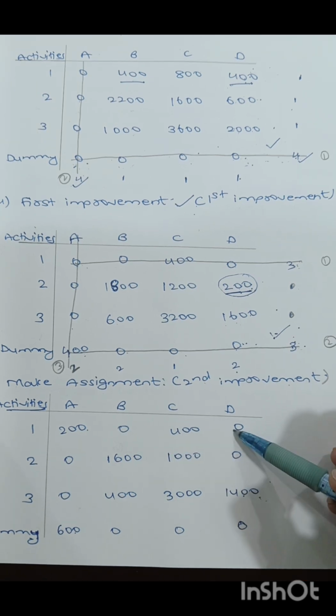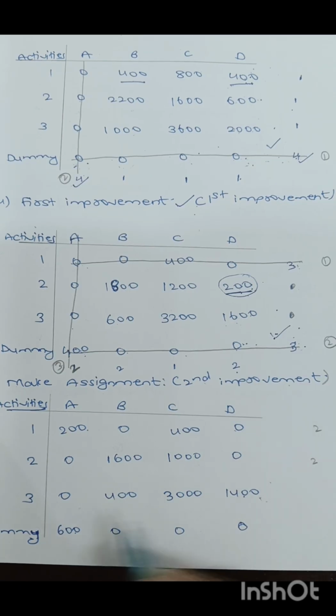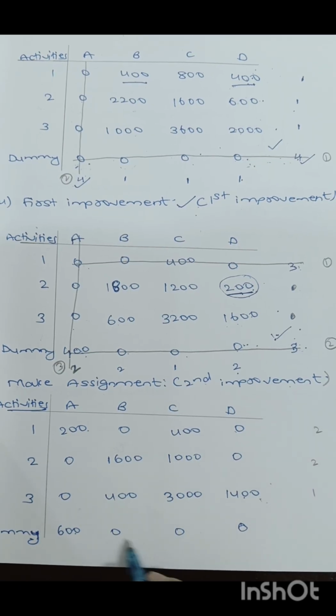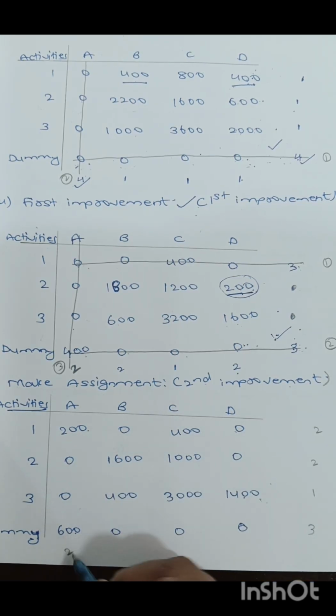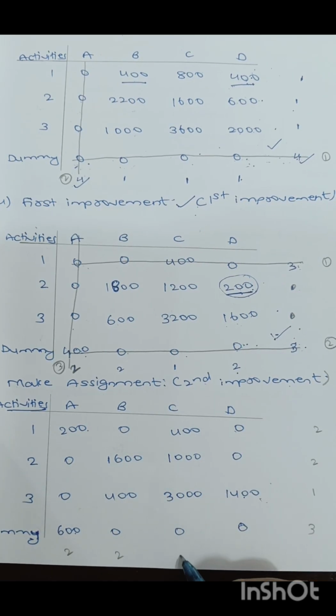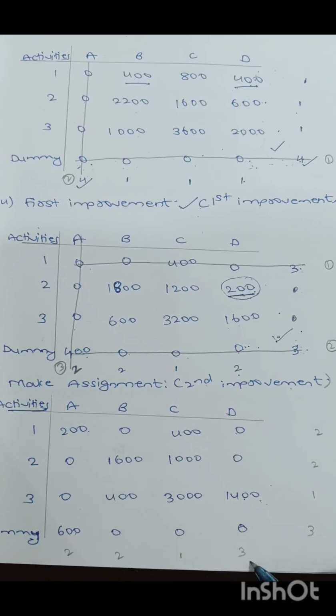The number of zeros in the first row is 2, second row is 2, third row is 1, and fourth row is 3. Now we will check the number of zeros column-wise also. In the first column there are 2 zeros, second column 2, third column 1, and fourth column, that is column D, is 3.